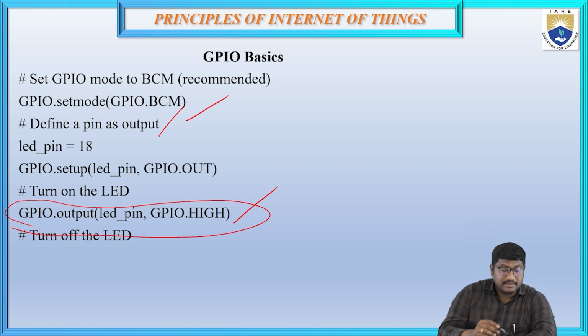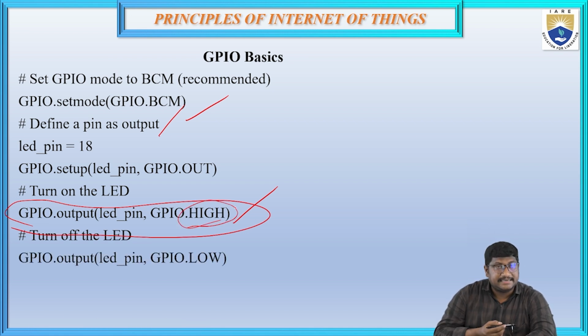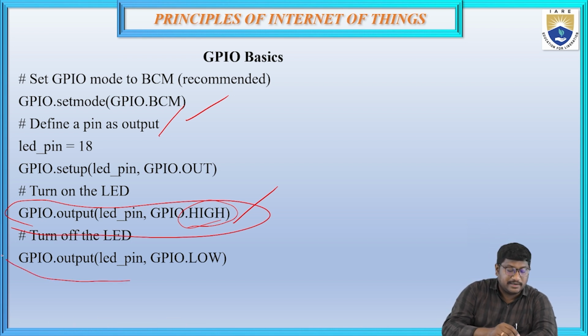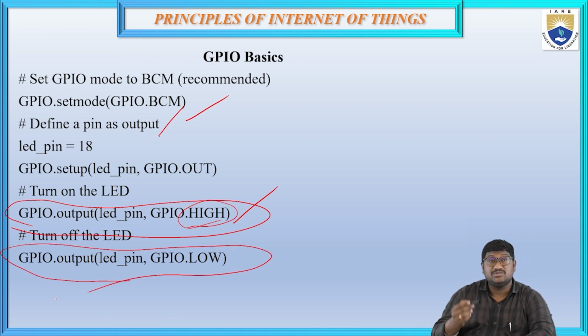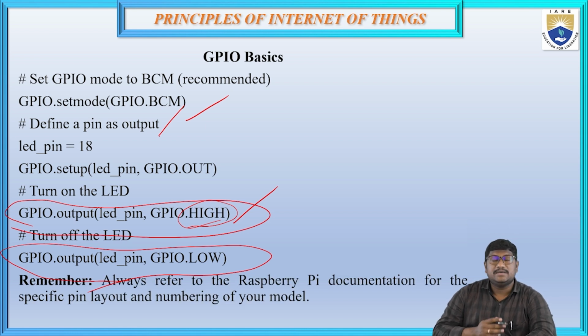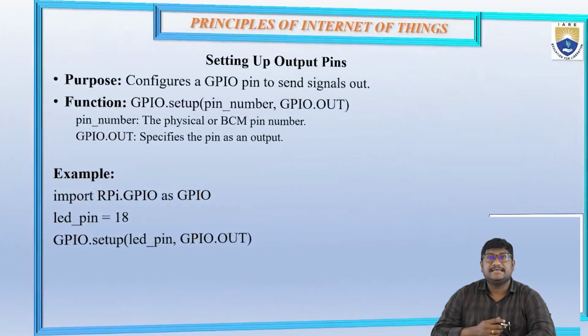Here I have written GPIO.HIGH to turn on the light, and now I am changing this to LOW. Automatically the light is going to be shut off. This is how the statement has to be changed when we are switching the LED on and off while programming. You should always refer to the Raspberry Pi documentation for the specific pin layout and numbering of your particular model.